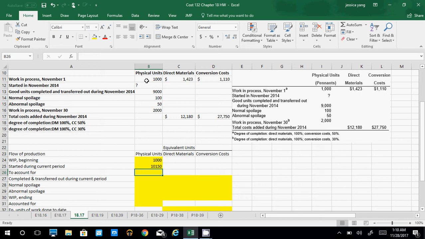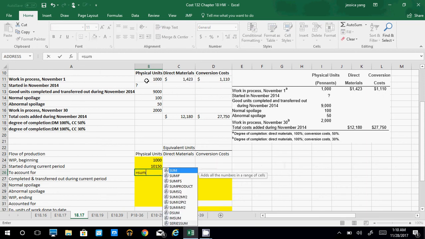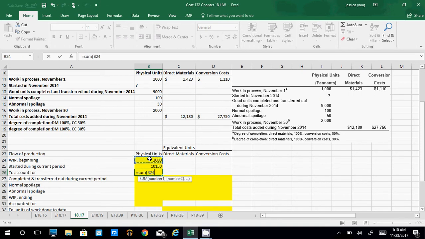To find units to account for, we would sum the work in process beginning of 1,000 physical units and the started during current period of 10,150 physical units, which gives us a total of 11,150 units to account for.